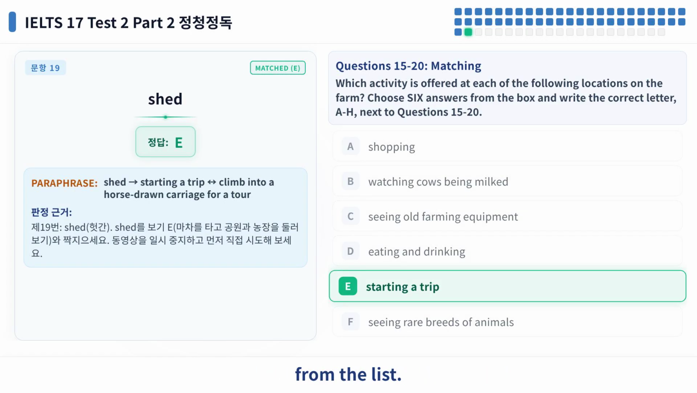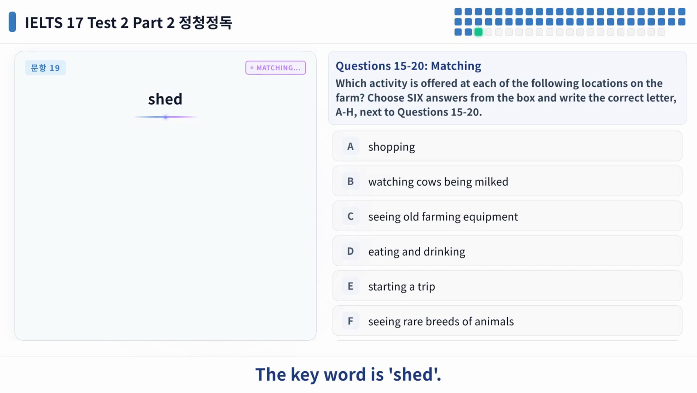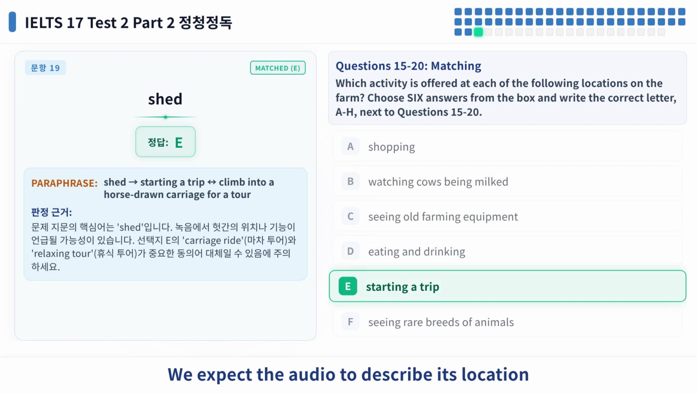Option E mentions carriage ride and relaxing tour, which could be the synonyms we need to listen for. Let's locate the audio. The speaker says, outside the shed, which is the only brick building, you can climb into a horse-drawn carriage for a lovely, relaxing tour of the park and farm.